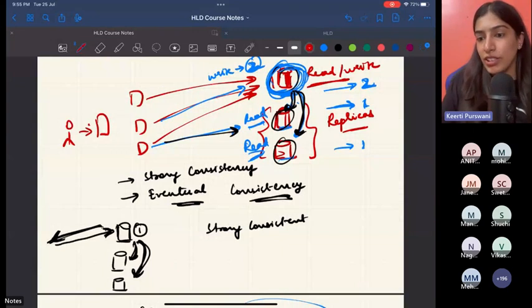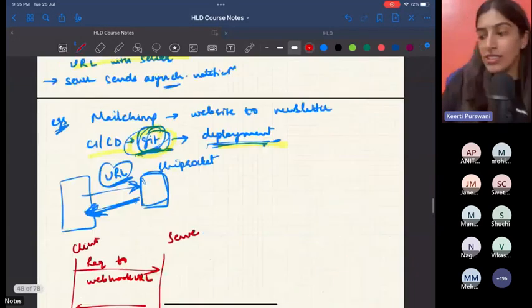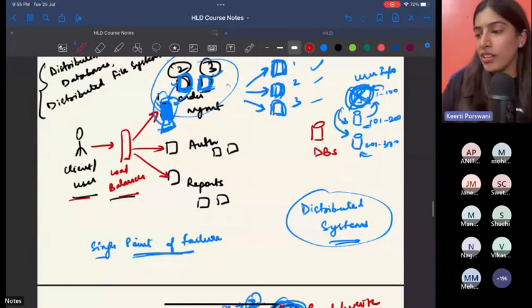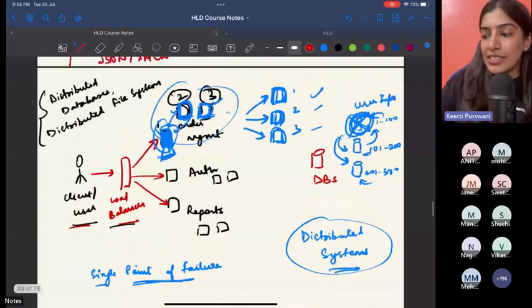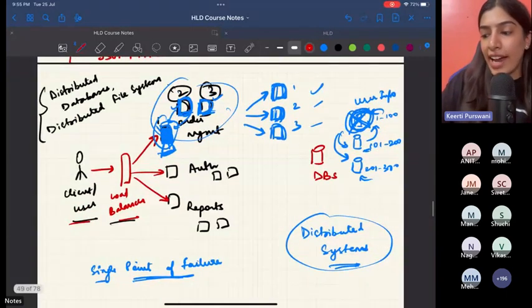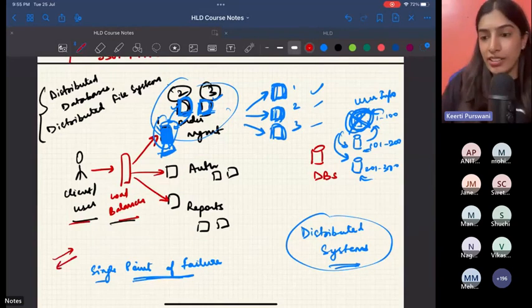Revision on consistency we'll do later. Okay, so people are asking for strong consistency, eventual consistency. We'll quickly cover it and then we'll move ahead. So consistency means that as soon as you write something to your system, when you read it, you should be able to see correct data.